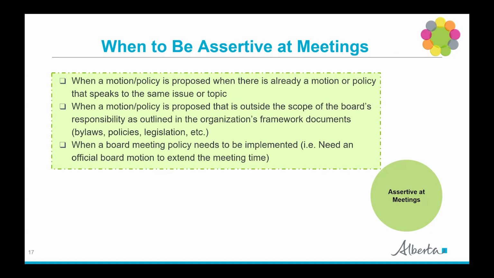A board secretary needs to ensure that board meeting policies are correctly implemented. For example, a board meeting may be running late, even though there's a policy in place that all board meetings must end at a certain time. The board secretary should bring this to the attention of the chair to see how the chair and the rest of the board want to proceed. The entire board can decide to end the meeting, or they can create a motion to extend the meeting, for example, in this case.